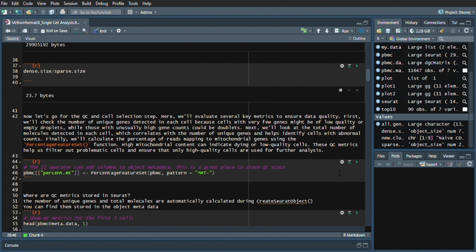Then we will calculate the percentage of reads mapping to mitochondrial genes using the PercentageFeatureSet. High mitochondrial content can indicate dying or low quality cells. These quality control metrics help us filter out problematic cells and ensure that only high quality cells are used for further analysis.